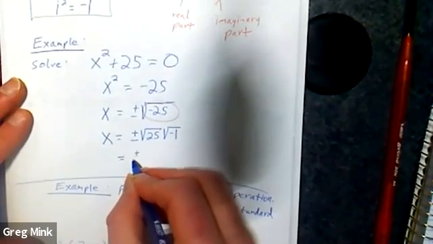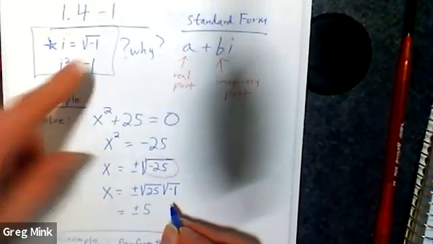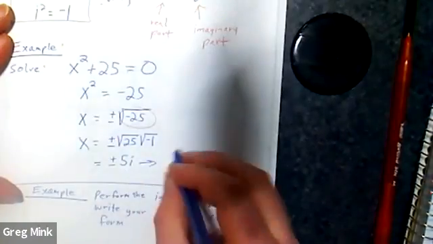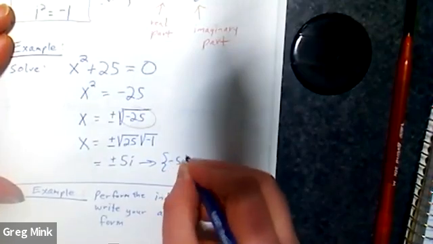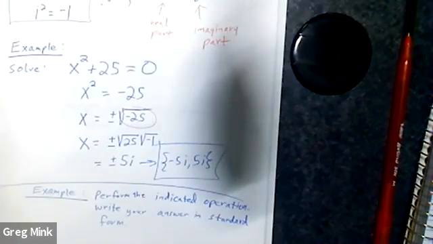And of course, we see this is plus or minus 5 times the square root of -1. By definition, we're saying it's i. So we have two answers here. Okay, this is two answers. It's -5i and +5i. Remember, I'm just writing this as a solution set.